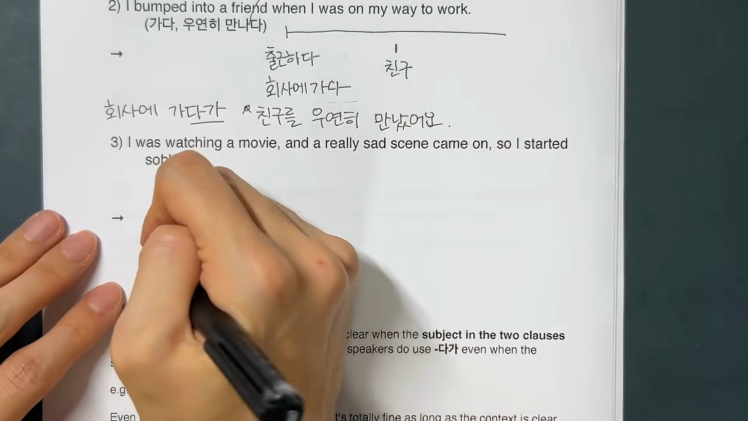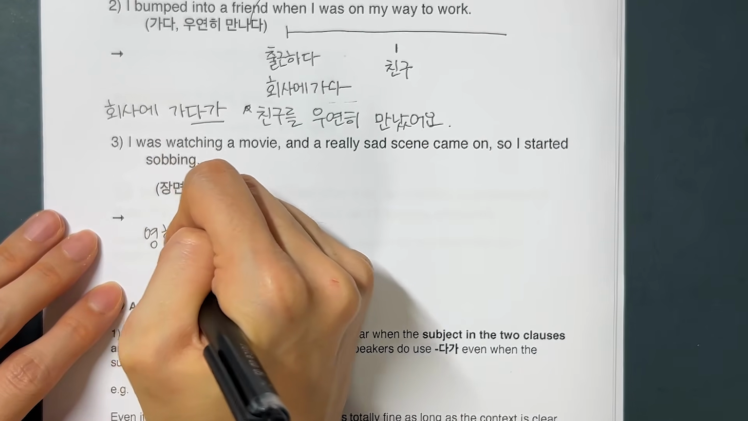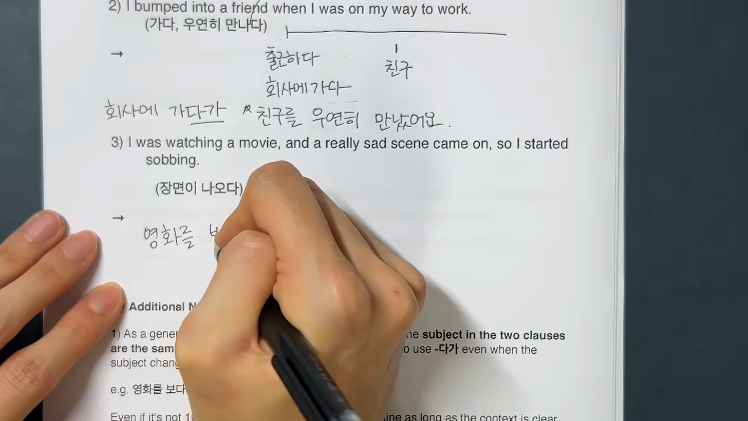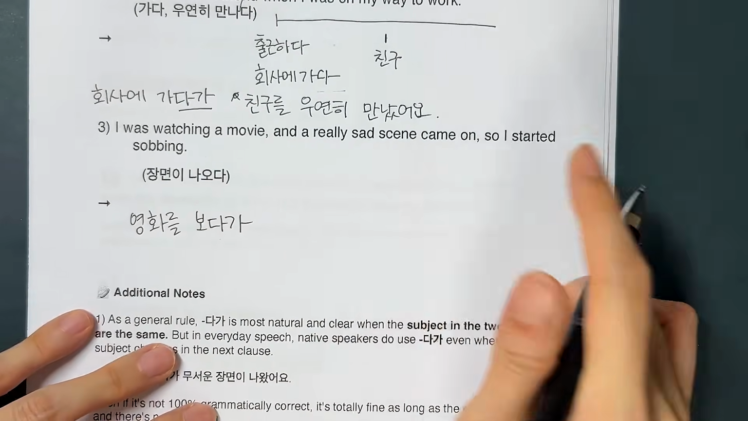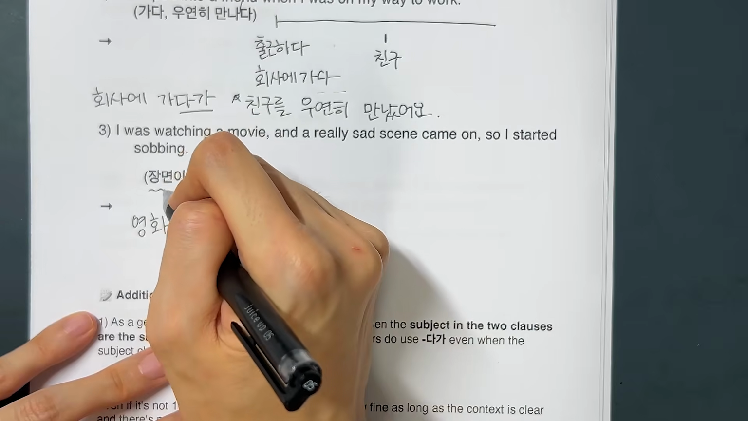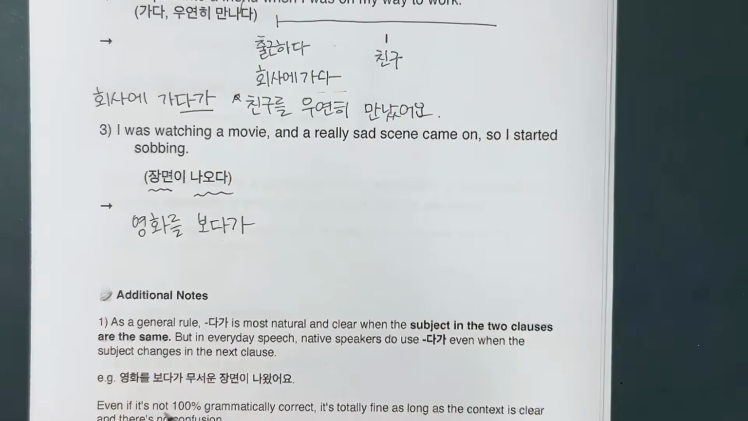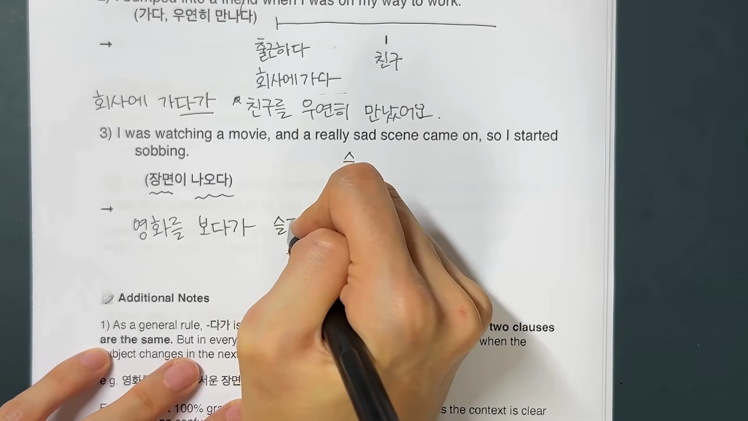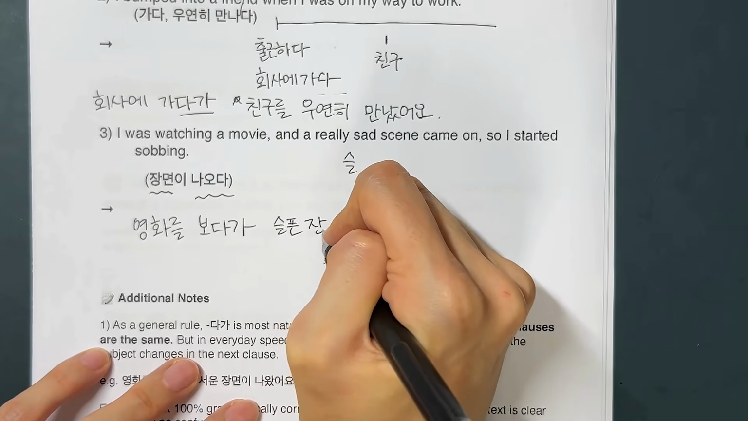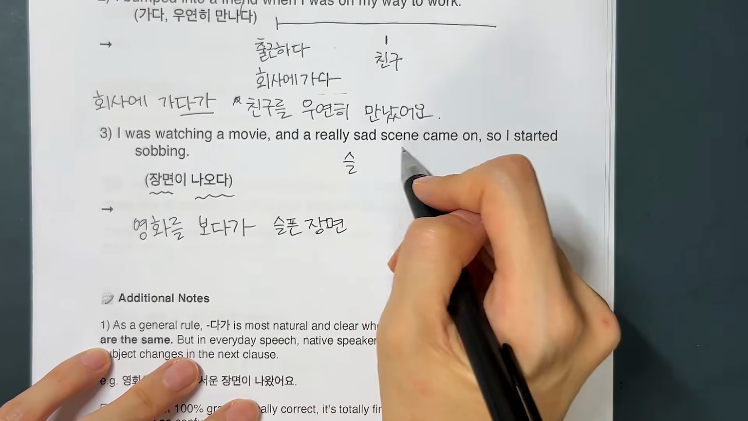The last one: I was watching a movie and a really sad scene came on, so I started sobbing. So watching a movie happened first. 영화를 보다. 영화를 보다가, a really sad scene came on. So scene is 장면. 나오다 means to come out. So a scene came out. 슬픈 장면, sad. 슬픈 장면이, it came out.